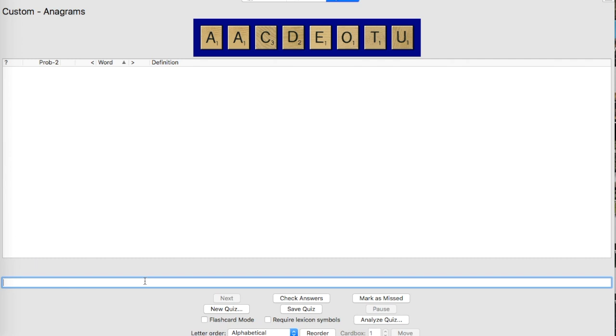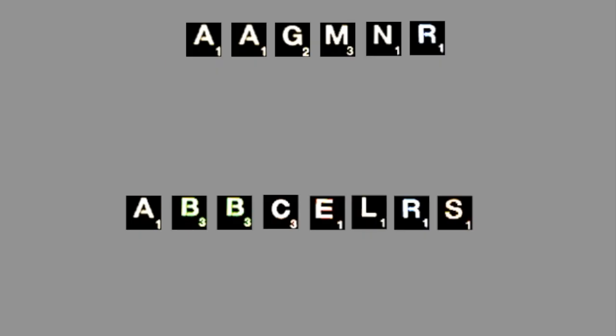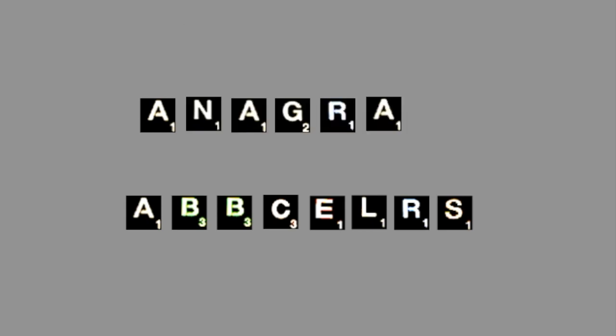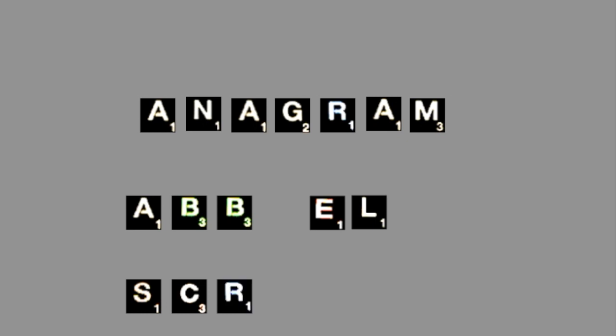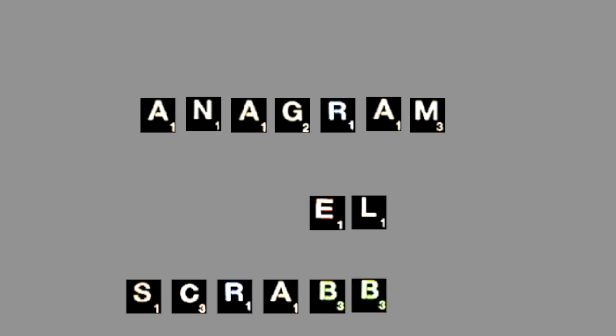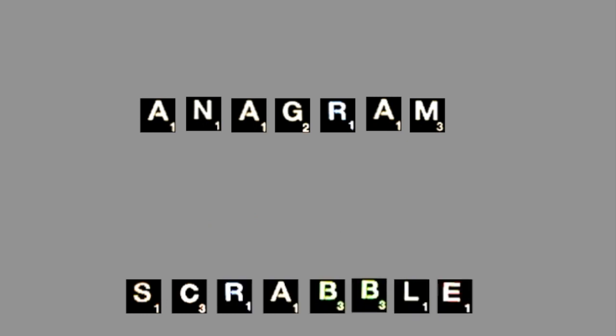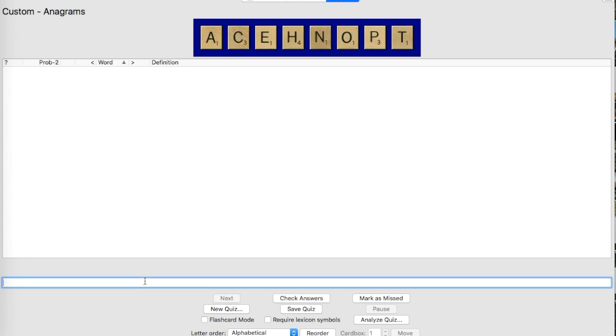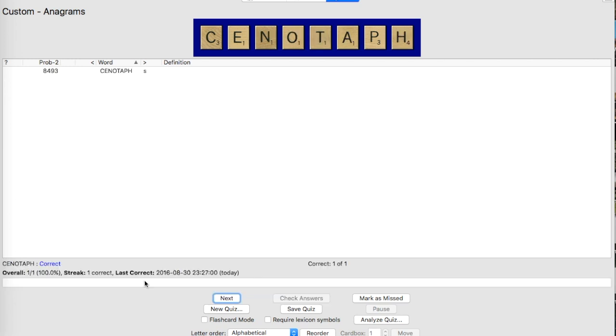The second study method is alphagram study. Alphagram study requires alphabetizing your tiles and chaining that alphabetical order with a solution. For example, AAAGMNR equals anagram, or ABBCELRS equals Scrabble. In some ways, this not only allows you to study words, but also it allows you to practice finding words, making alphagram study more of a cross between anagramming and memorization.